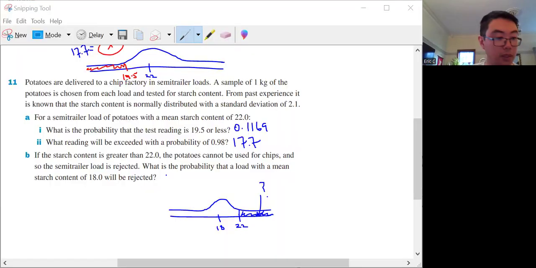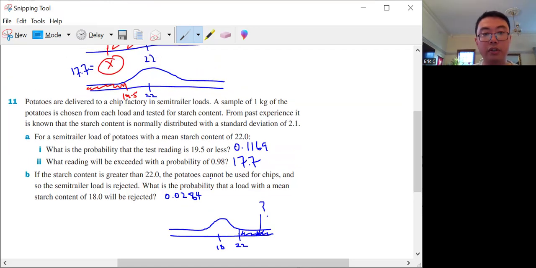So let's go back and put that in. The answer for that is going to be 0.0284. And that's it. So those are all the answers for that question.